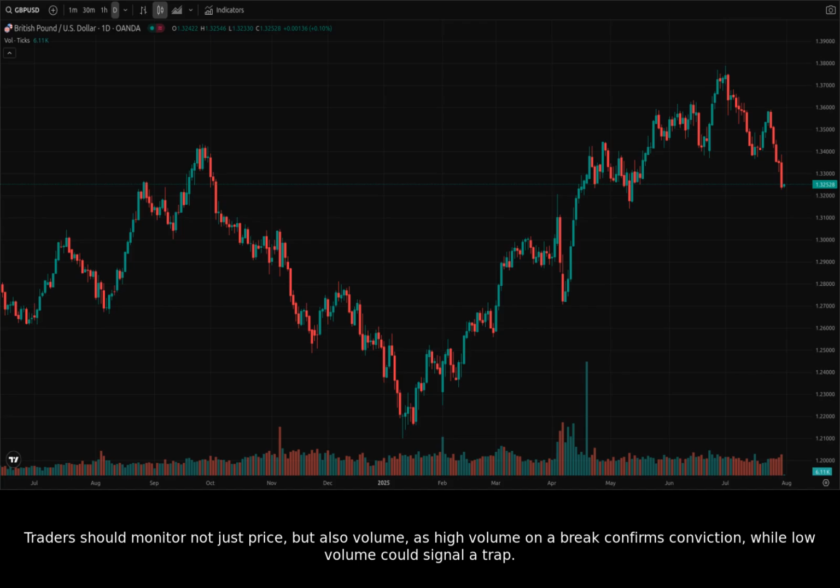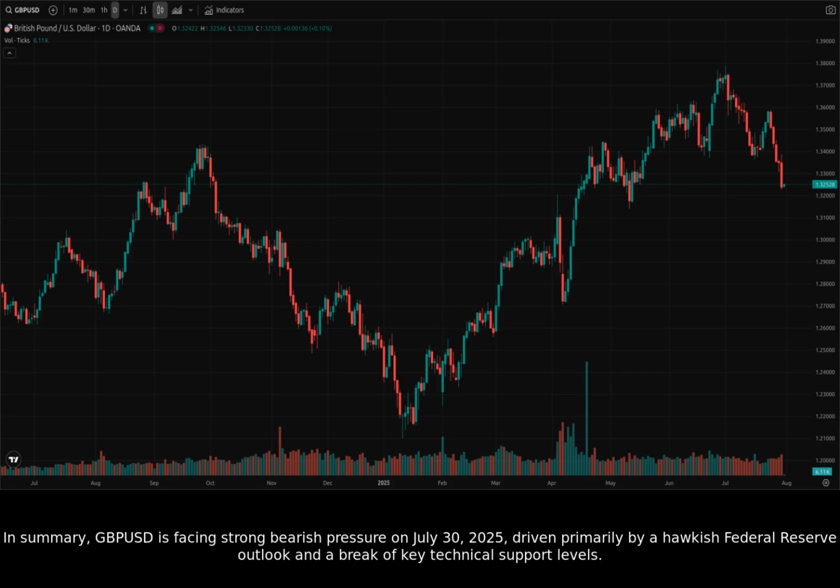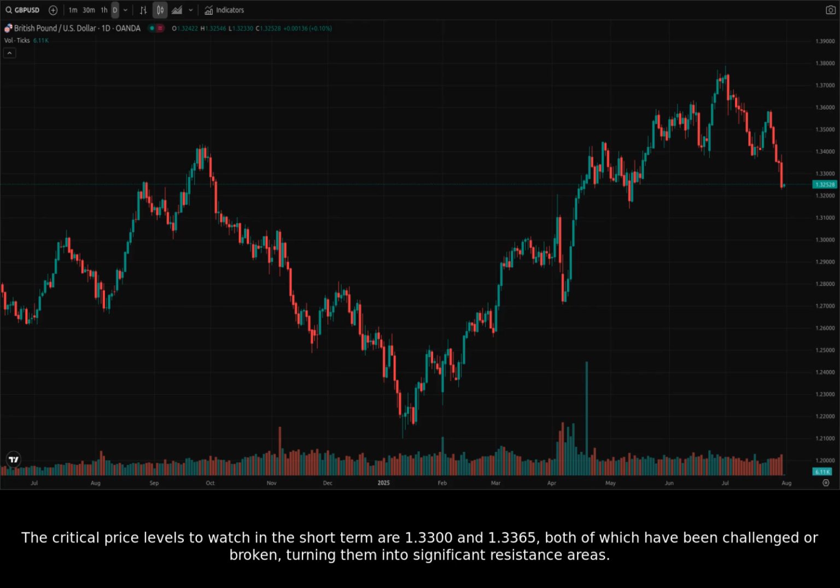could signal a trap. In summary, GBPUSD is facing strong bearish pressure on July 30, 2025, driven primarily by a hawkish Federal Reserve outlook and a break of key technical support levels. The critical price levels to watch in the short term are 1.3300 and 1.3365, both of which have been challenged or broken, turning them into significant resistance areas.